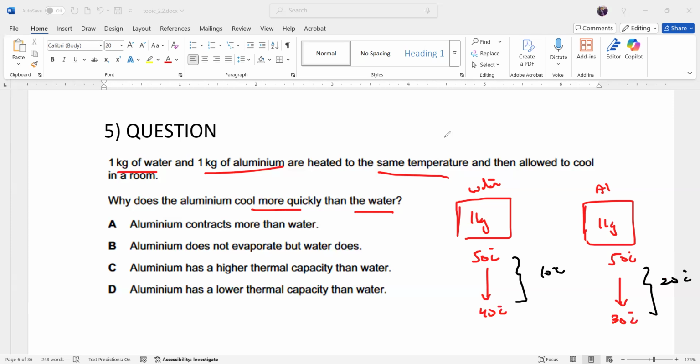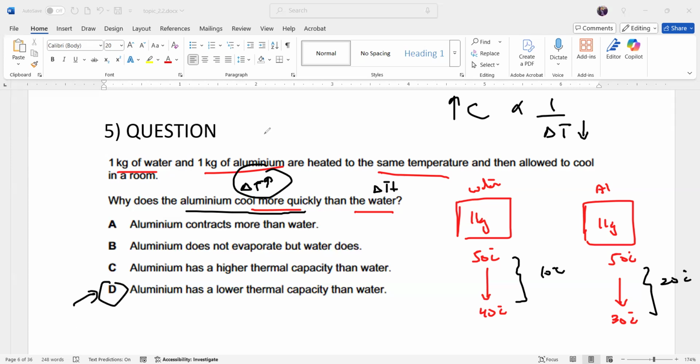What is the relation between thermal capacity, or the specific heat capacity, and temperature change? They are inverse. If we have a smaller change in temperature, it means it will have a higher thermal capacity. If we have a greater change in temperature, it will have a smaller thermal capacity. So it's about thermal capacity. Because they mention aluminium cools more quickly, there is a greater change in temperature for aluminium compared to that of water. So aluminium's temperature change is greater, and its thermal capacity will be lower. So D will be the right answer here as well. Is it clear?